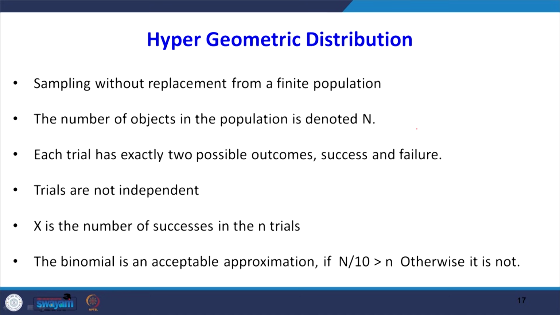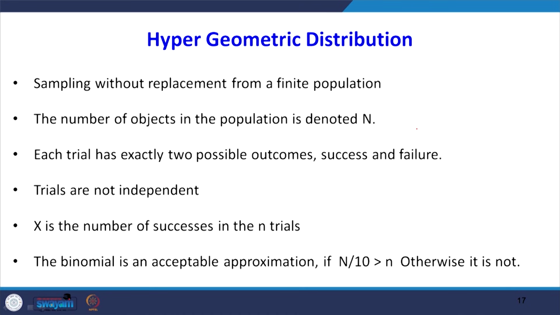The number of objects in the population is denoted as capital N. Each trial has exactly 2 possible outcomes, success or failure, similar to binomial distribution. Trials are not independent. This is one different property when compared to binomial. In the binomial distribution, since we are going with replacement, the trials are independent. Here you are going without replacement, so the trials are not independent, it is dependent. Then that means the probability p will not be fixed, every time you will get a different answer for the p. X is the number of successes in the n trials.